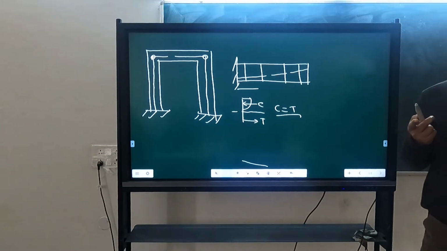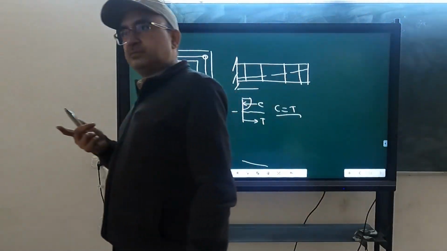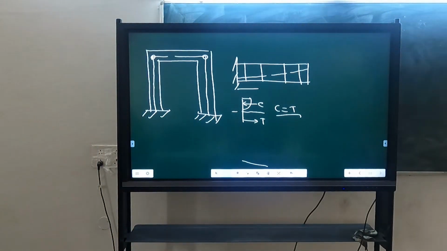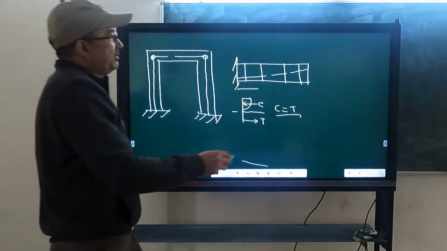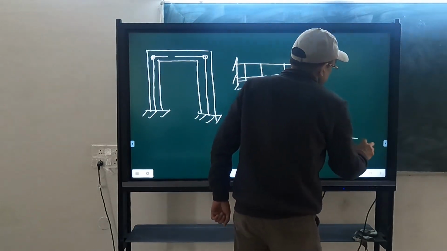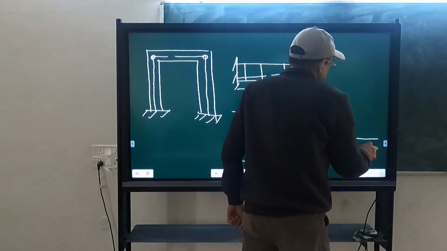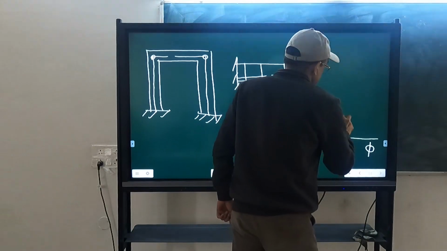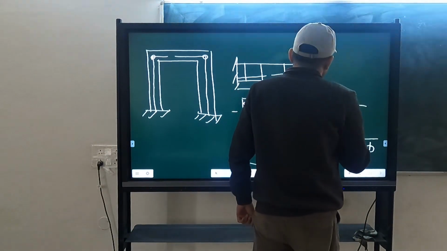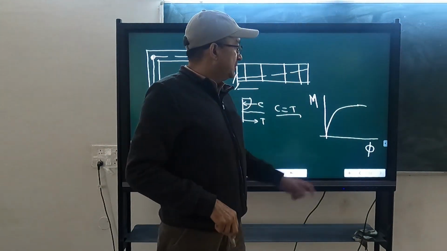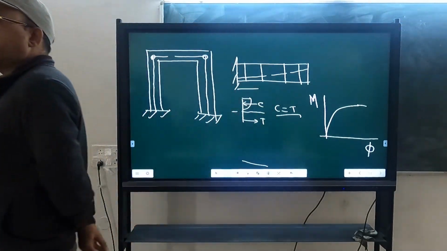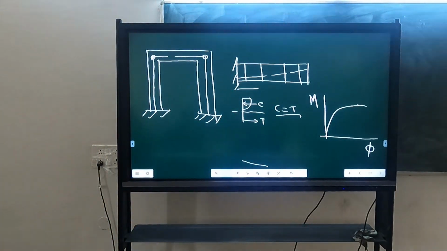Now, one related problem which I was expecting you to ask. Bending moment we have calculated about the centroidal axis. We are plotting moment versus curvature. So moment is about the centroidal axis. What about curvature? About which axis have we taken curvature? Neutral axis. So shouldn't moment and curvature be about the same axis? I am taking moment about some axis and curvature about some other axis.